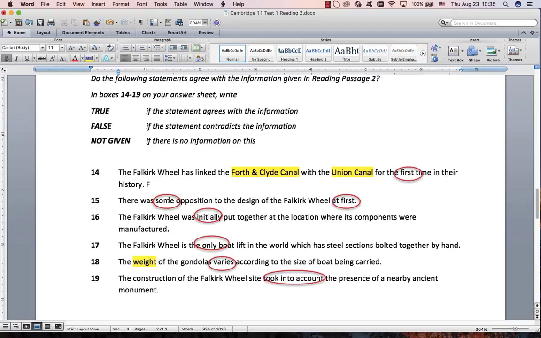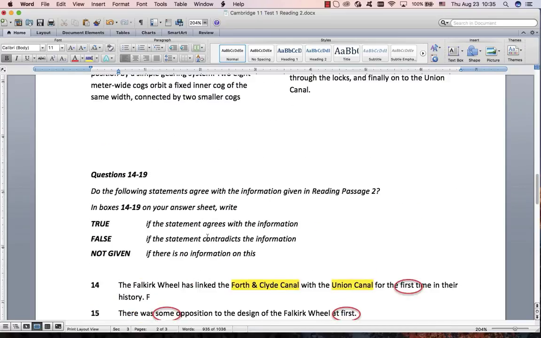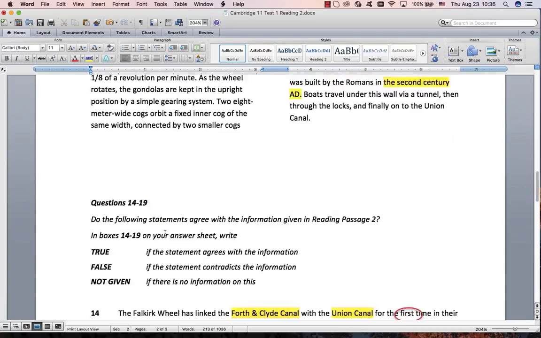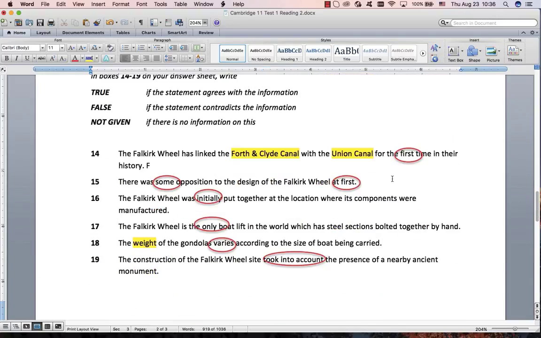Right, this one wasn't so great. There was some opposition at first. Often when this method doesn't work, when there's no clear circle word, often if you need to guess not given, because that's the case here. I can't find opposition. This is when they're talking about the beginning of the project. This is the shape of the structure. It's got nothing to do with it. This is at the beginning when they put forward ideas for the project. But was there any opposition? There's nothing there about opposition. So that's not given. I don't see anything about opposition. So often when this circle word method doesn't help you, that's a not given.